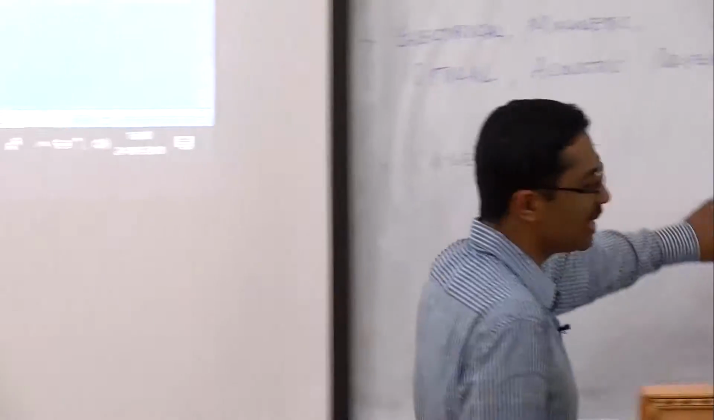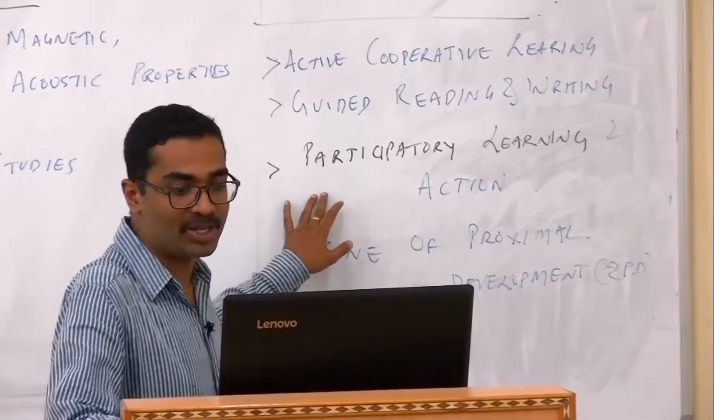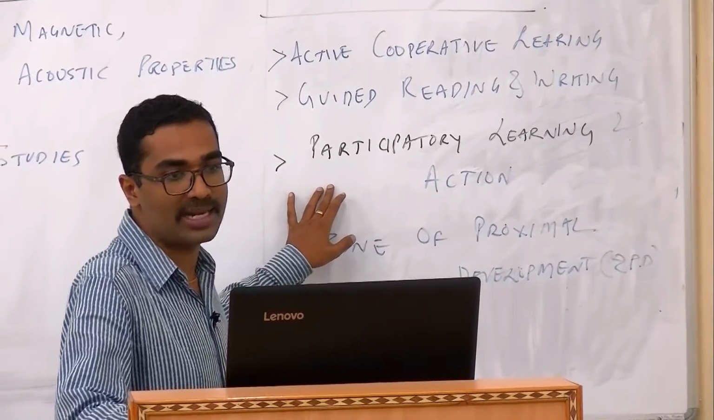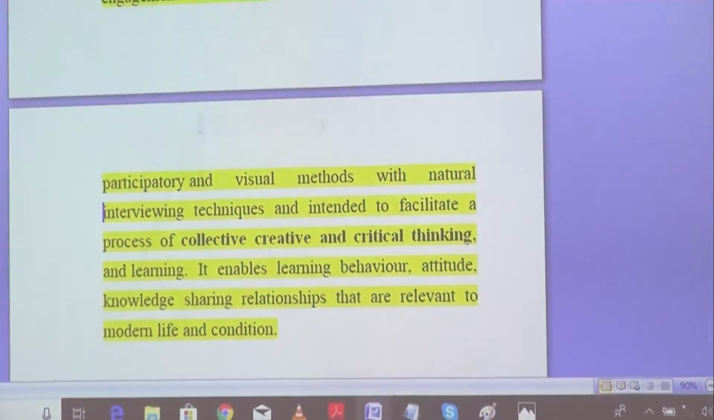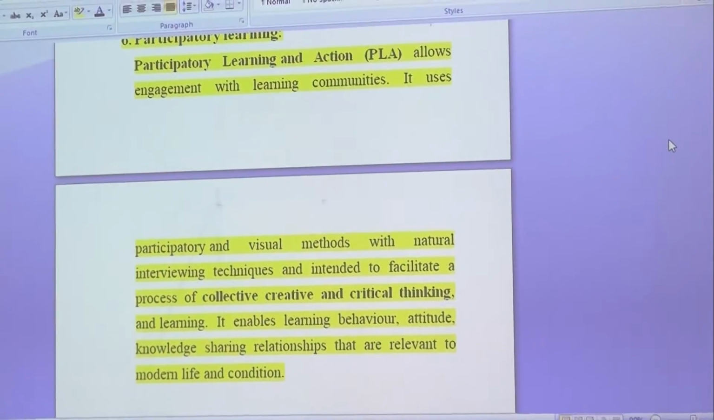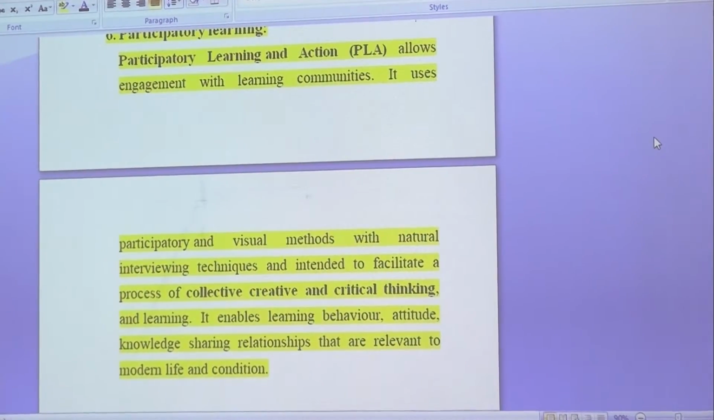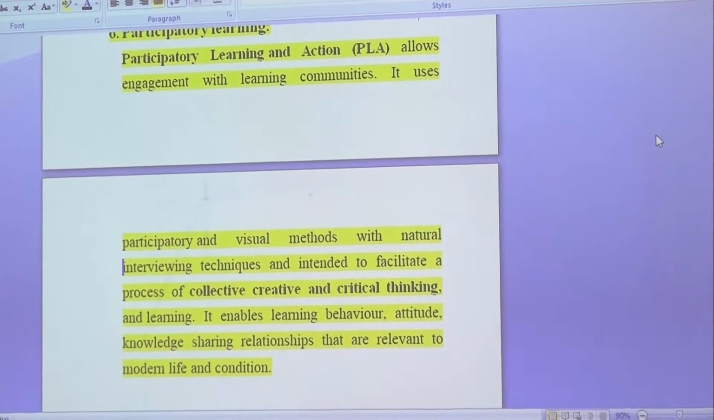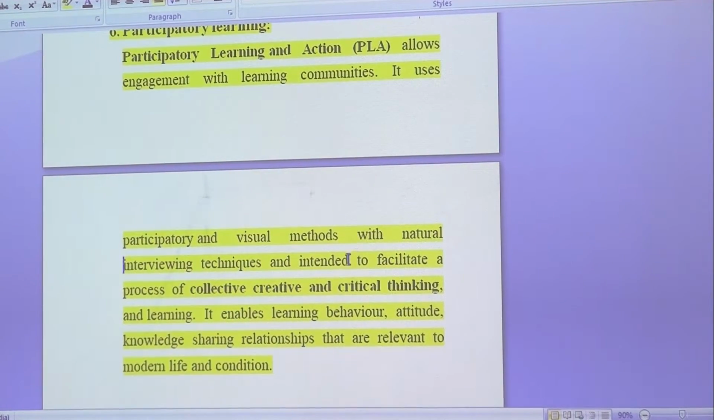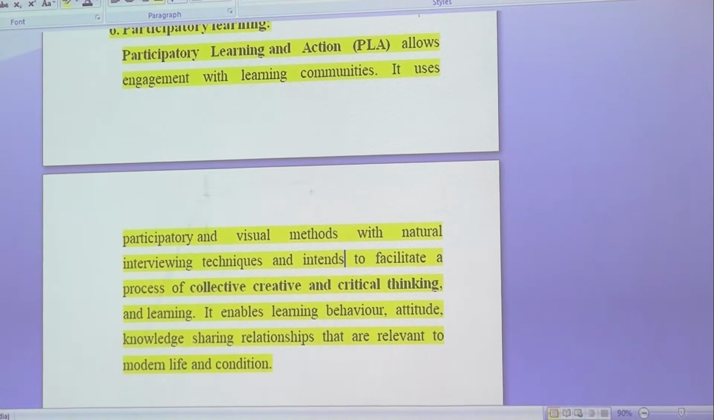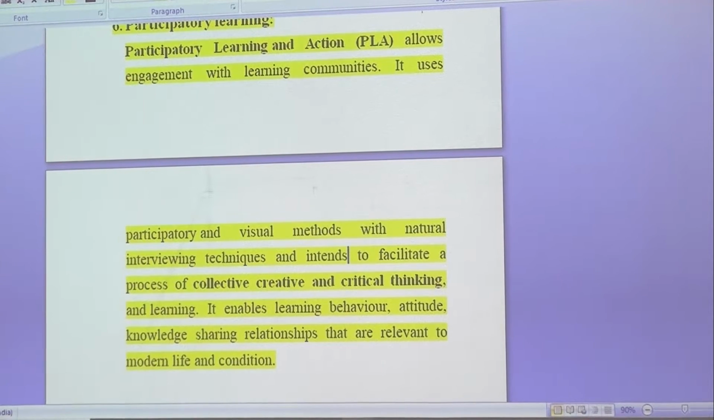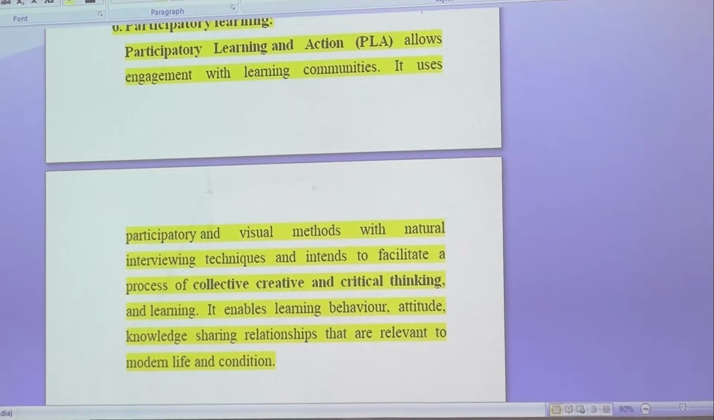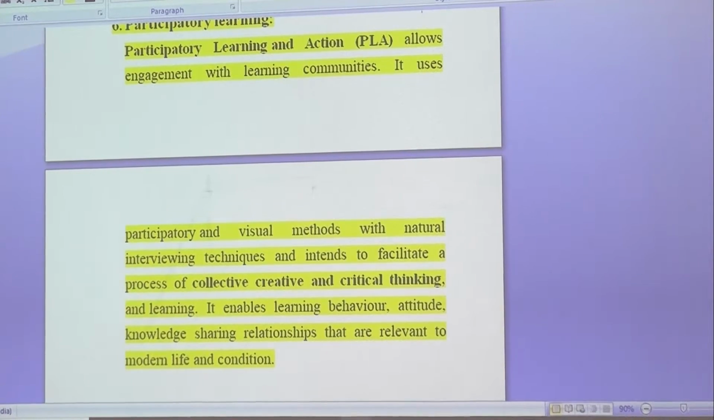in modern classrooms. The next one is participatory learning and action, and I have given a formal definition for that here. Participatory learning and action allows engagement with learning communities. It uses participatory and visual methods with natural interviewing techniques and intends to facilitate a process of collective creative thinking and critical thinking and learning. It enables learning behavior, attitude and knowledge sharing relationships that are relevant for modern life and conditions.